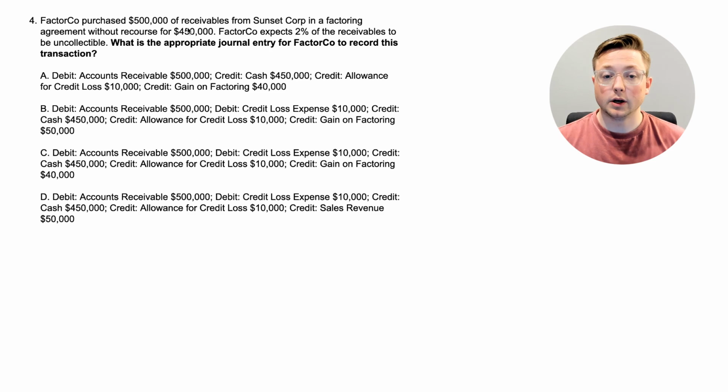Okay, so we know that Factor Co. is the factor in this case. They are purchasing the receivables without recourse. Factor Co. expects 2% of the receivables to be uncollectible. So the factor is expecting 2% of them to be uncollectible. So with all that information, what is the appropriate journal entry?